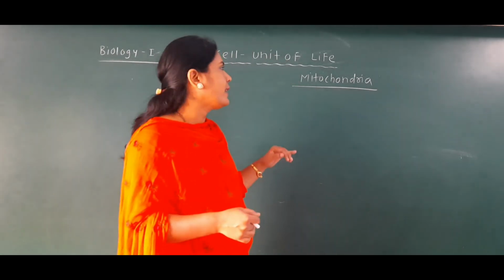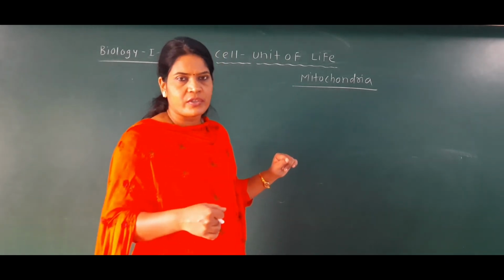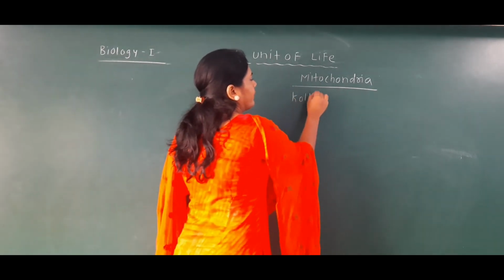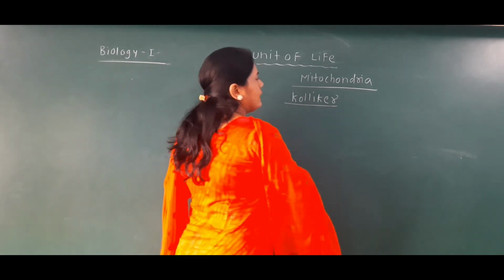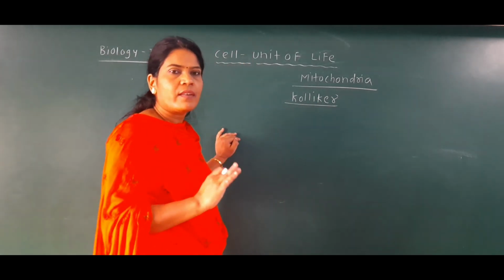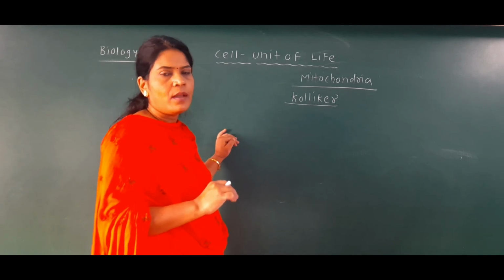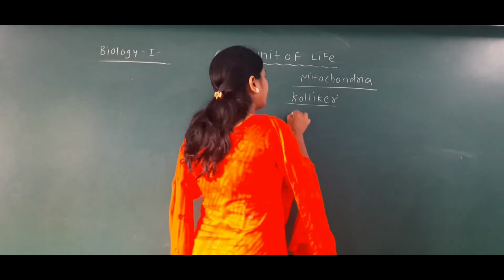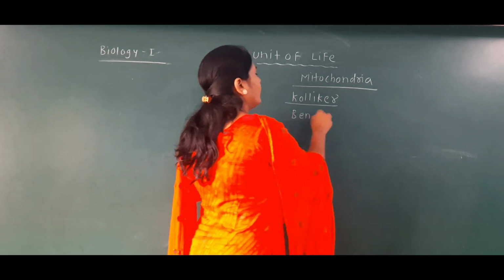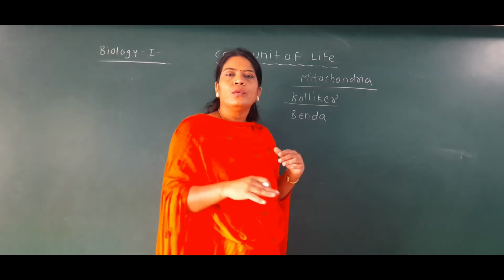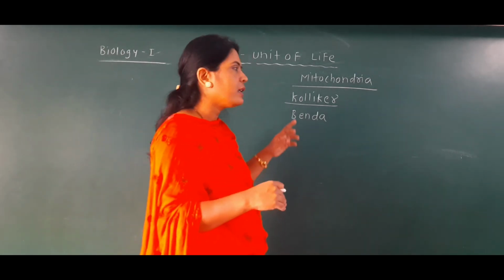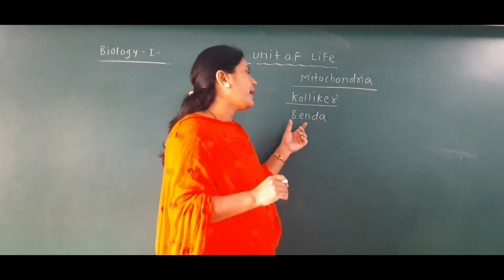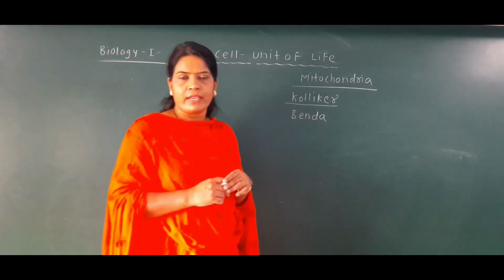You have to remember that this mitochondria was first discovered by scientist Colliker. But the name mitochondria was given by the scientist Benda. Okay, so see here, who discovered this mitochondria first? Scientist Colliker, and the name mitochondria was given to it by Benda. These 2 names are not given in our book.